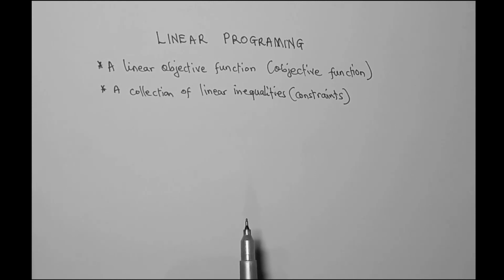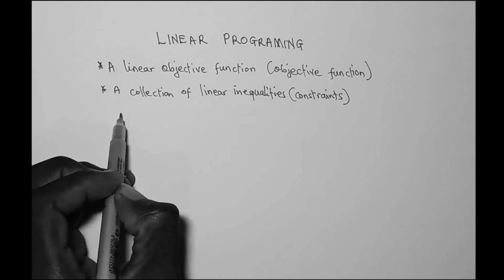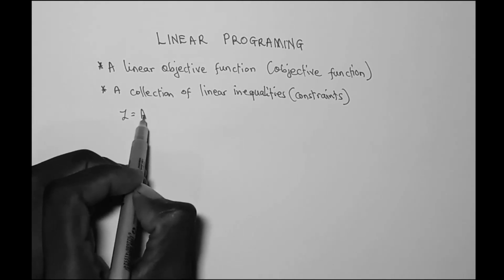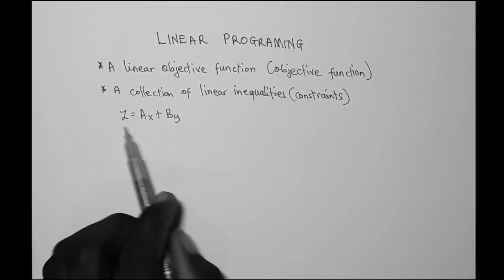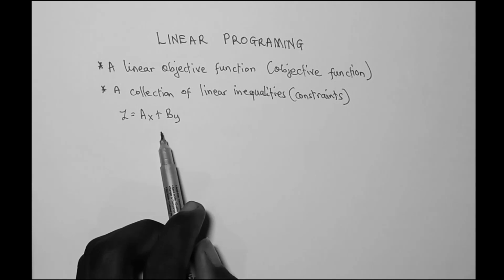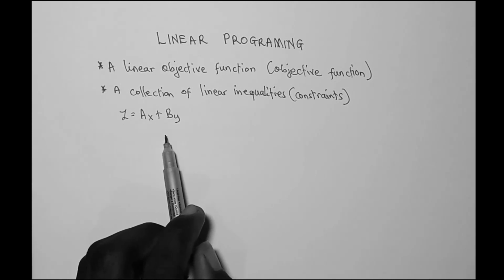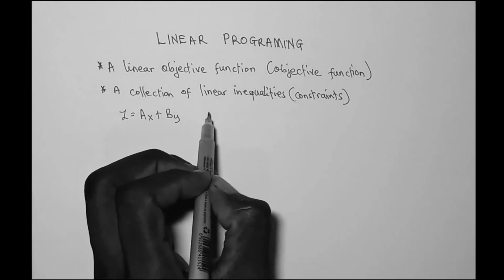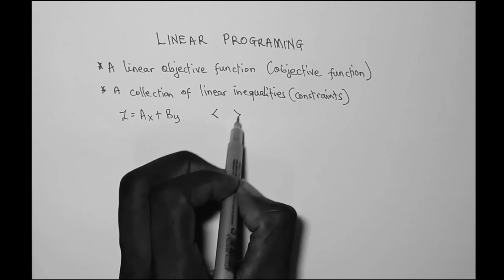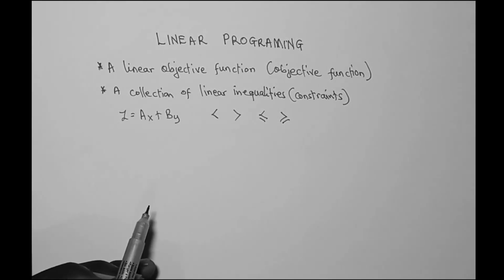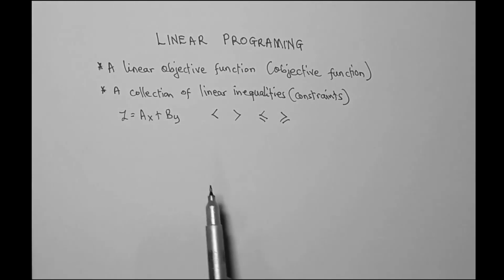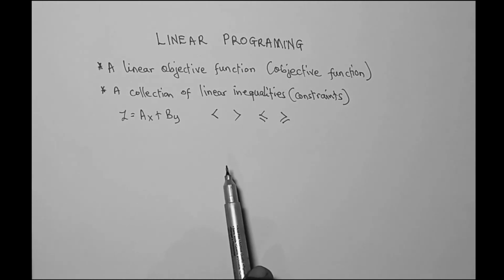So normally the objective function is of the form, for example, z equals ax plus by. The objective function is always in this form. It is what is minimized or maximized in a linear programming problem. Then the constraint normally comes in with inequalities, with either less than, greater than, less than or equal to, or greater than or equal to.